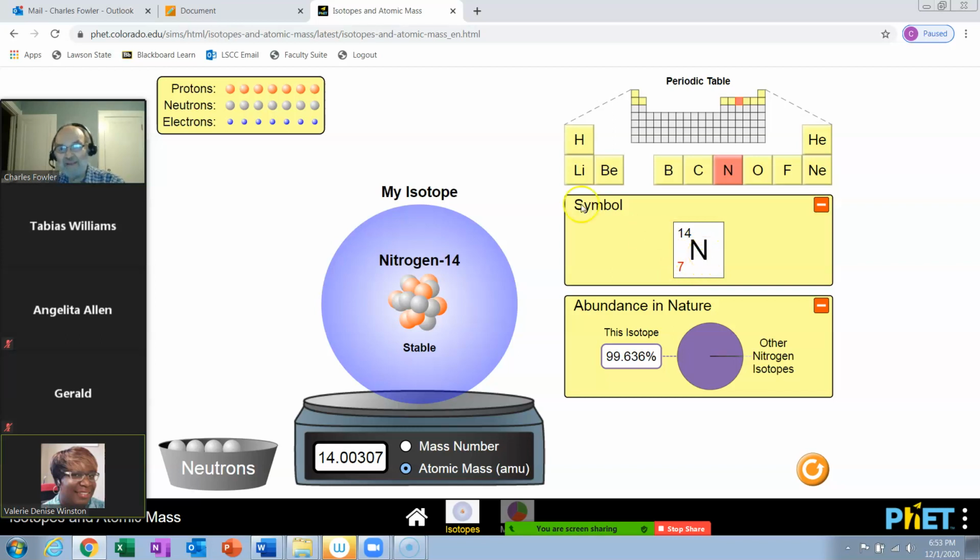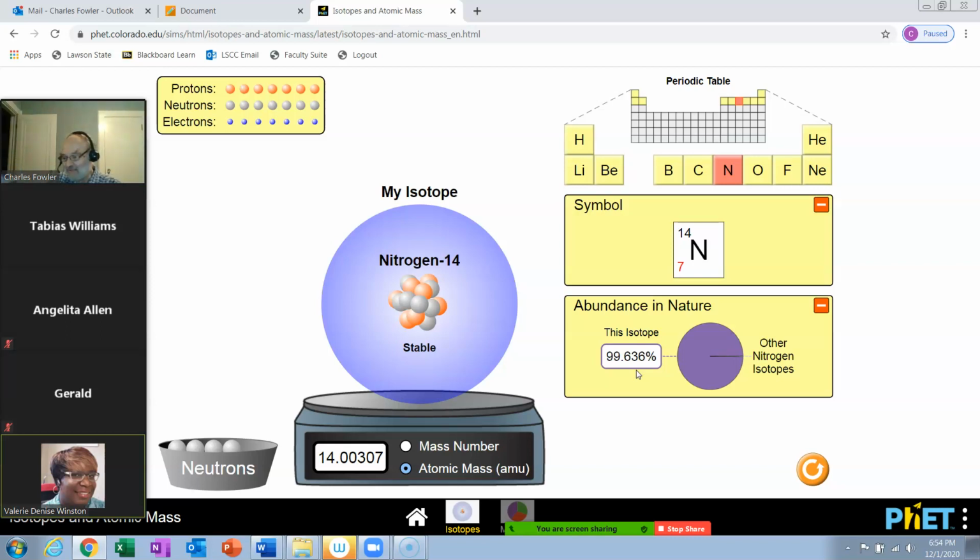147N. By the way, if you didn't want to count all those neutrons, all you have to do is subtract this number from that number, and that tells you how many neutrons. Okay? Now you tell us the trick of the trade. Oh, you hadn't caught that yet, huh? Okay. What's the relative abundance in nature? 99.636%. That's pretty high, I would say, wouldn't you?